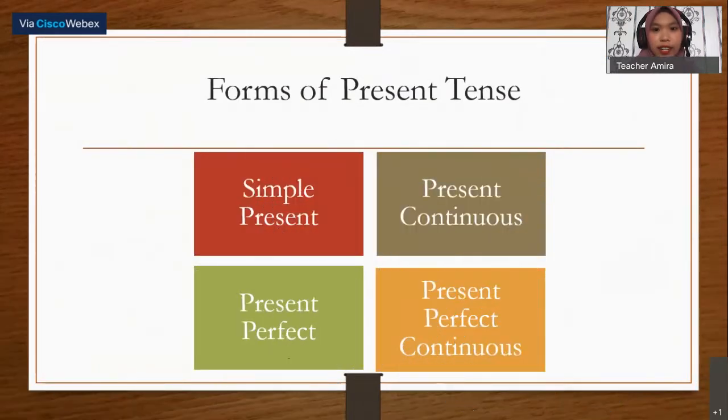Okay, ta-da! There are four forms of present tense, which are simple present tense, present continuous tense, present perfect tense, and also present perfect continuous tense. The last two are quite confusing when you want to use them in your sentence structure. But we'll try to learn it on our next webinar, if you catch up with my webinar. All right. Now we try.